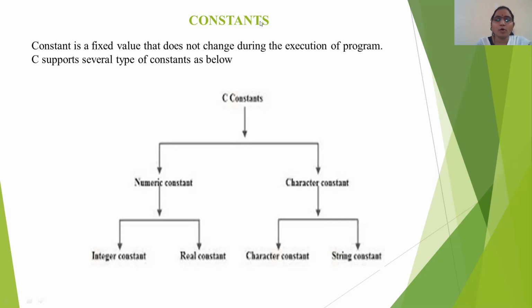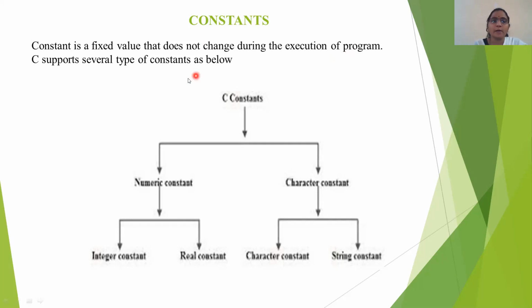Variable means it is the quantity which varies during the program execution. Okay. And what do you mean by the constant? The constant is exactly opposite of the variable. The constant is a fixed value that does not change during the execution of program. Constant means constant. The value is stable. It does not vary throughout the program execution, and that's why the name is given as constants.